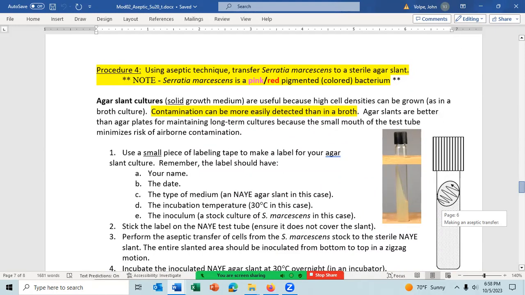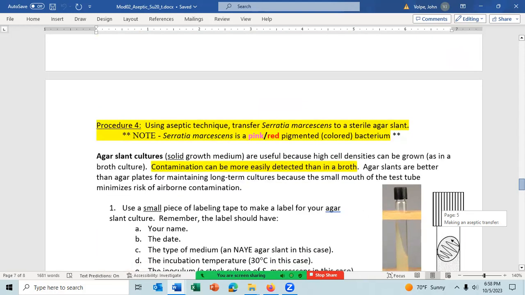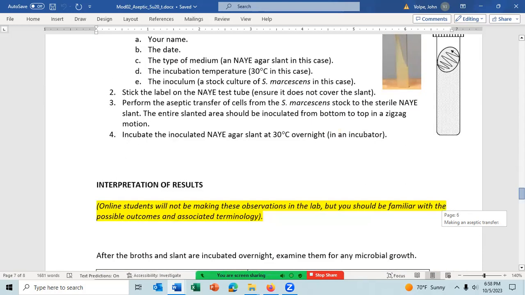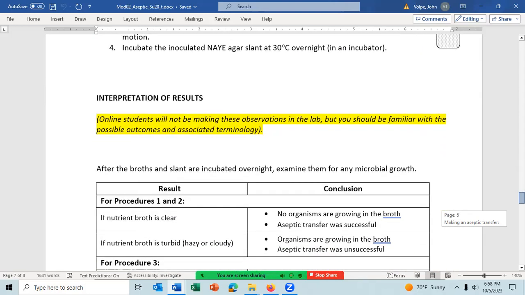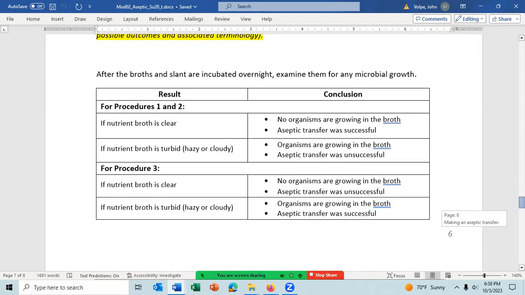If you get slight contamination growing in the tube, and the major growth in the tube is the organism of interest. All right, so that's procedure 3. You can read about the procedure. And then for procedure 3, you use the results in this table here.